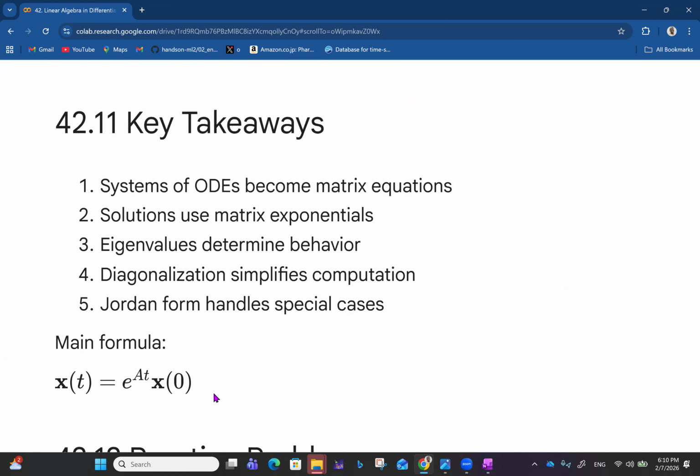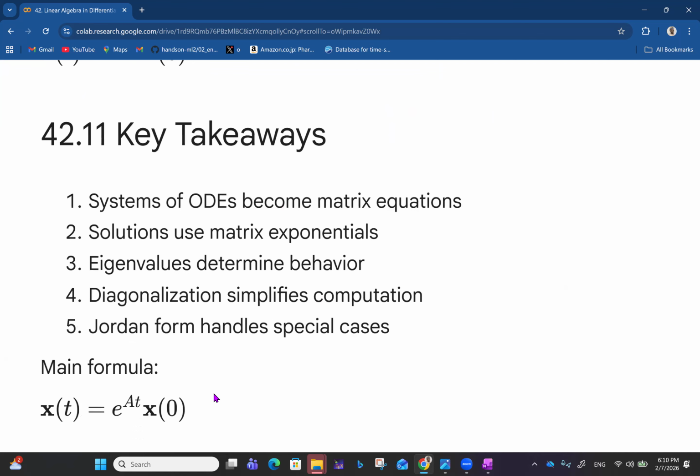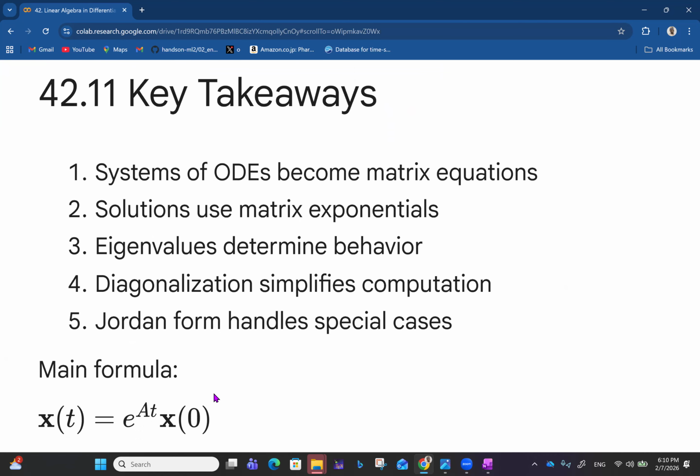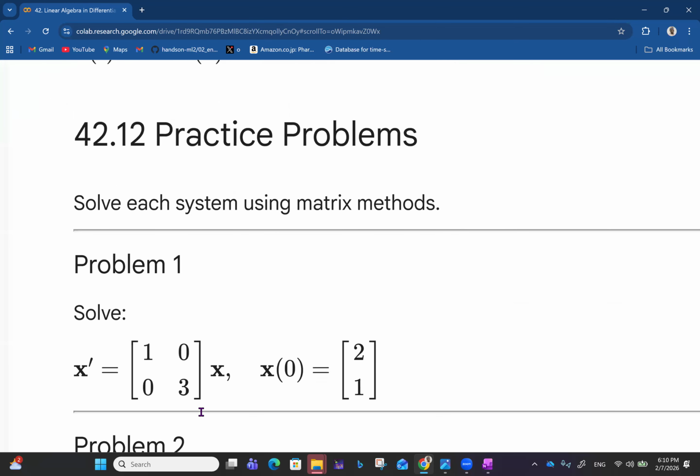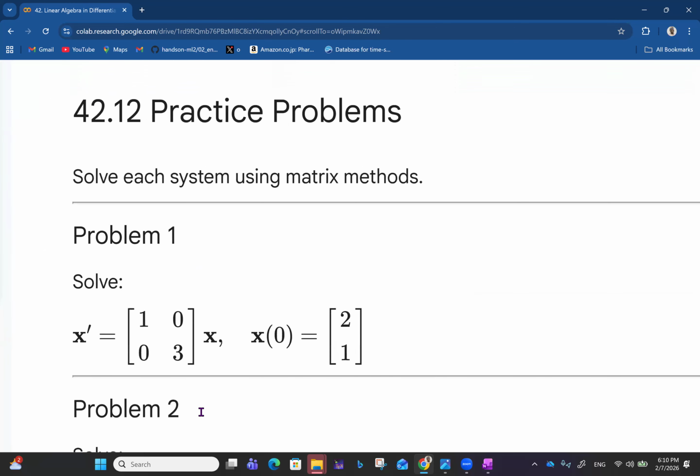Some key takeaways: systems of ordinary differential equations become matrix equations. Solutions use matrix exponentials. Eigenvalues determine behavior. Diagonalization simplifies computation. Jordan form handles special cases when you cannot diagonalize a matrix. And the main formula is that x of t is e raised to the power At multiplied by the initial condition x of 0. So you can try this out on different problems.